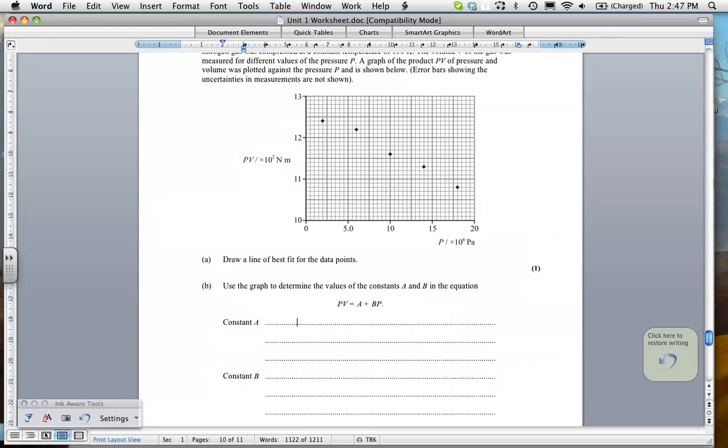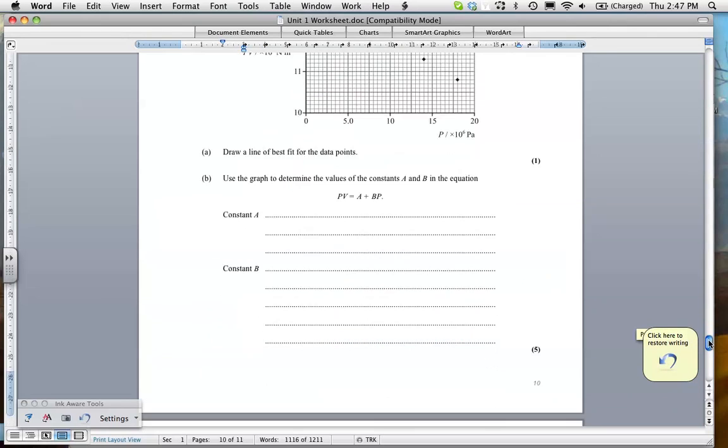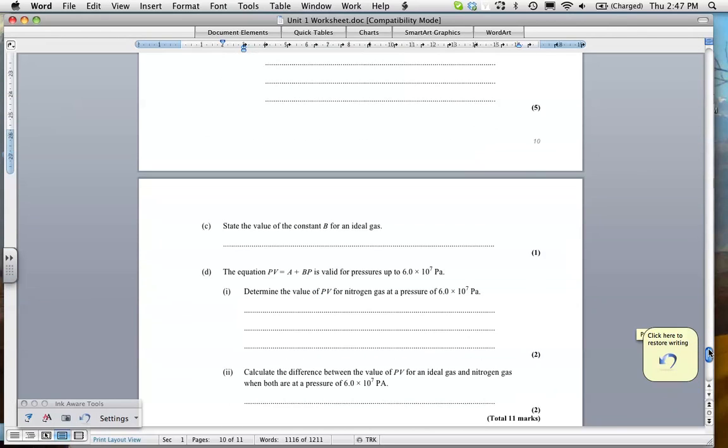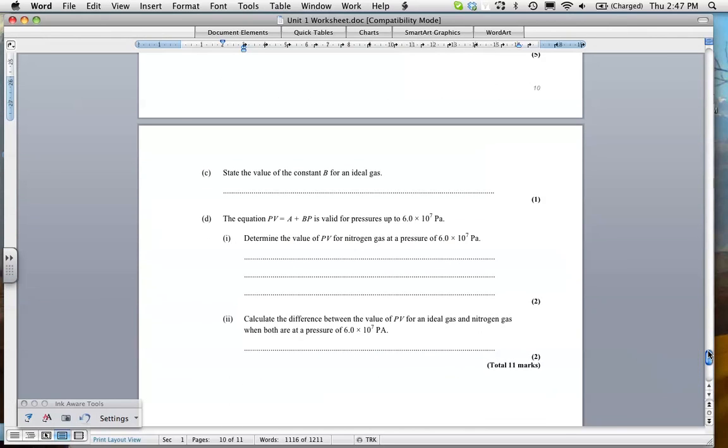Going over the page to the next page, I'm not going to spend too much time on this. State the value of the constant B for an ideal gas. This is all a little bit beyond you at the moment, but for an ideal gas, your pressure times your volume is equal to a constant. So you would have this equation, PV is equal to A, and therefore your B for an ideal gas would be 0.